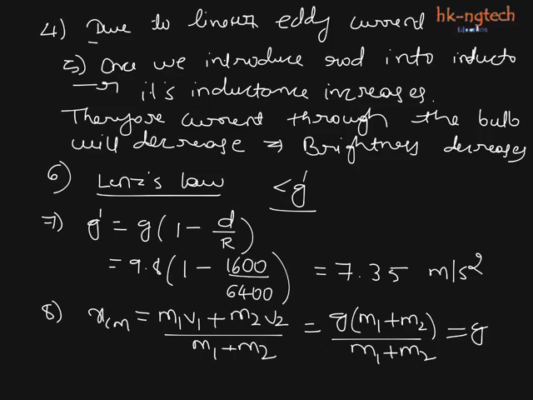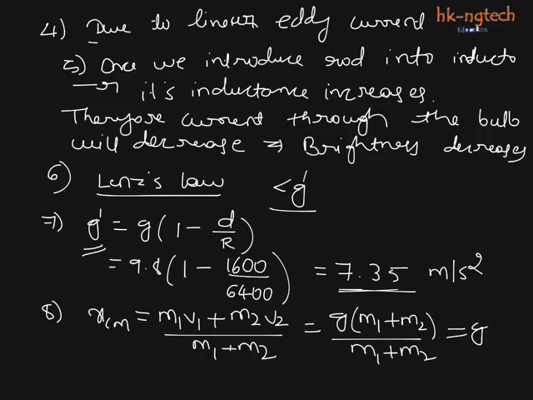Next question, seventh one. The value of the acceleration due to gravity at a depth of 1600 km is equal to. For this we have the formula that g bar, I mean the new acceleration due to gravitation, is equal to the acceleration due to gravitation into 1 minus d divided by r, where d is the depth and r is the radius of the earth. If I substitute the values of g, d and r, I will be left with 7.35 meter per second square. That is the answer for that.